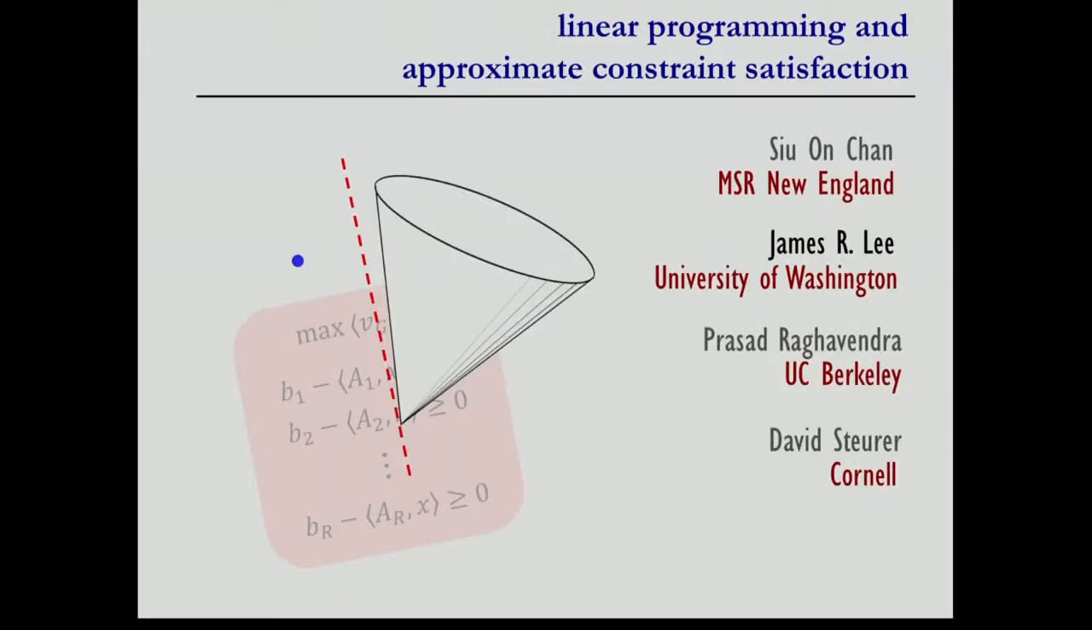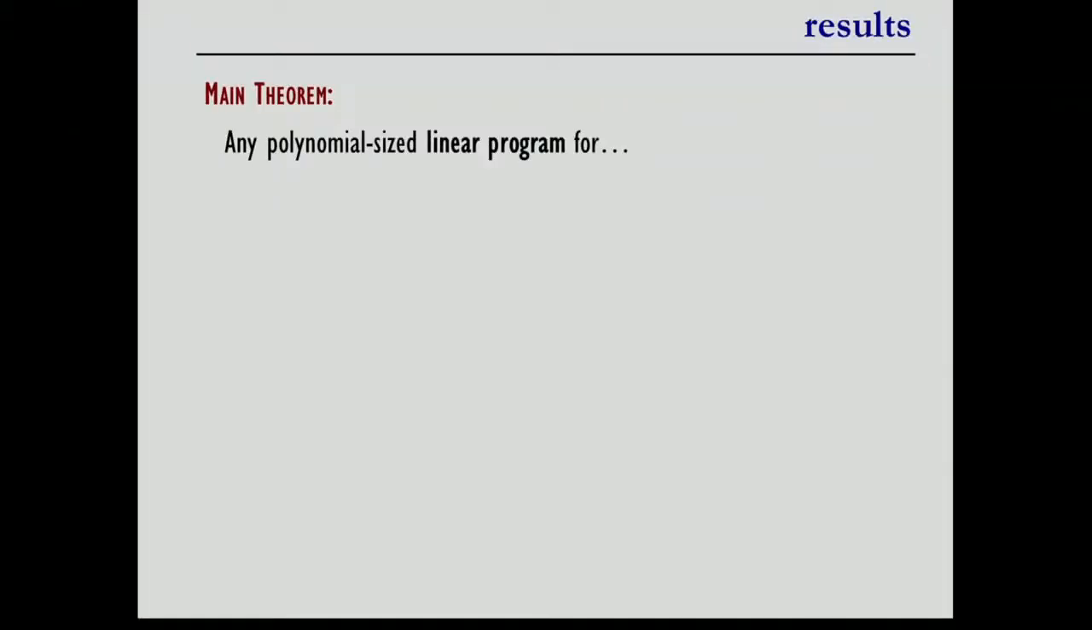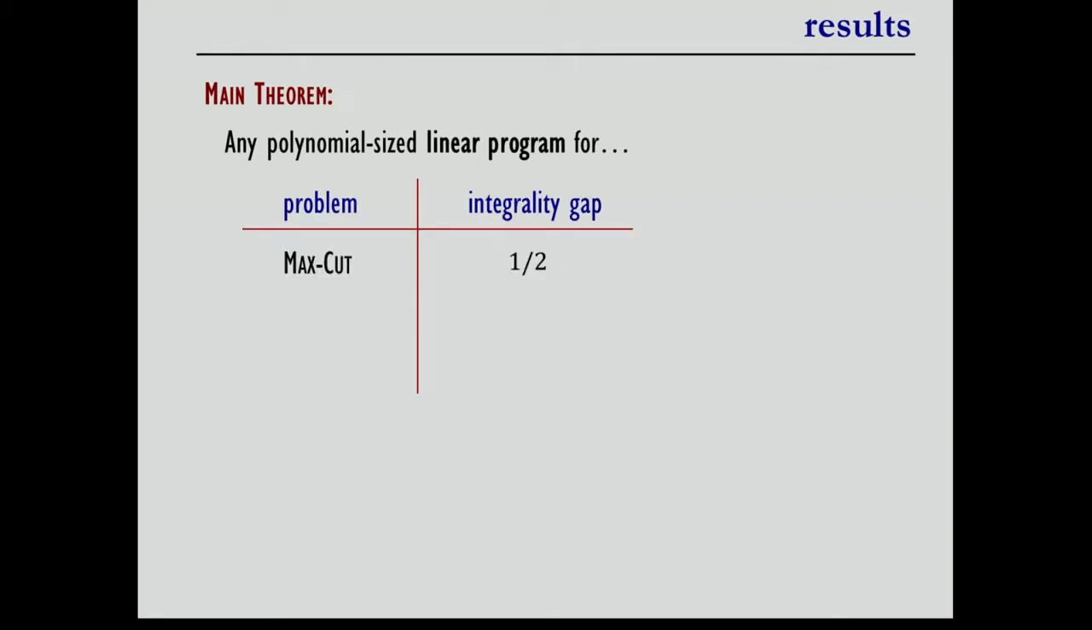Okay, so rarely am I lucky enough to get to put the main theorem on the first slide, which is bad actually for everyone coming in late. But okay, so here's the main result. Any polynomial size linear program for max cut has integrality gap of 1/2. For max 2 set it has integrality gap of 3/4, and for say max 3 set it has integrality gap 7/8. This is the main result.